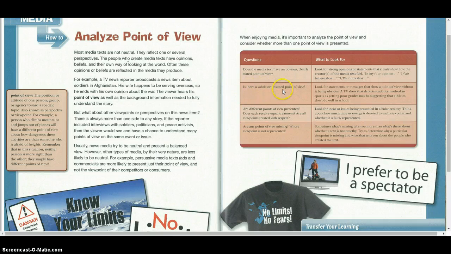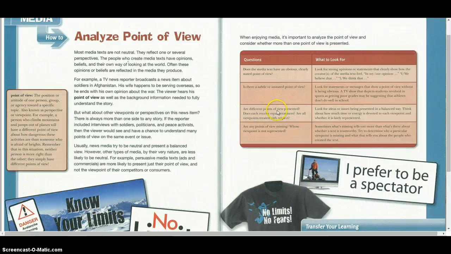Is there a subtle or unstated point of view? Look for statements or messages that show a point of view without being obvious. Some aren't so obvious. They don't always just start out with, it's my opinion that. Some of them are hidden a little bit. Okay, for example, a TV show that depicts students involved in sports as getting poor grades may actually be just suggesting that athletes don't do well in school. So they're not saying it's my opinion that athletes don't do well in school, but because all the characters in the TV show got really bad grades and all the characters in the show were athletes, that says really that they think athletes aren't that smart.